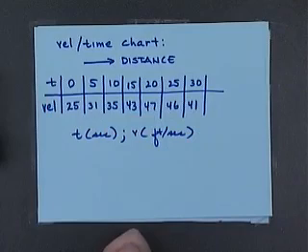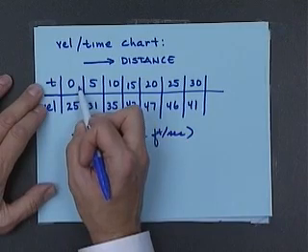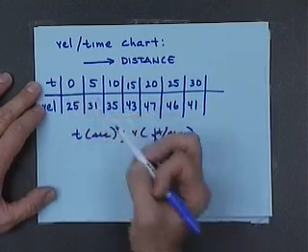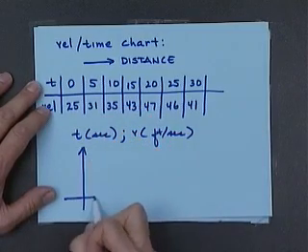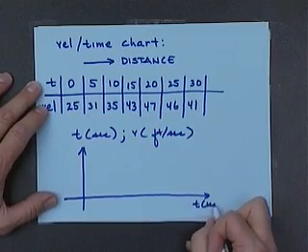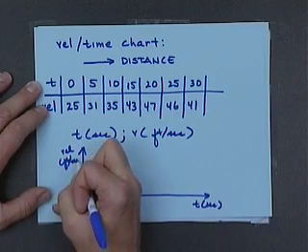We don't even know if we can connect these points to one another, and if they connect, how they connect. We don't know what's going on at time 2 or 3 or 4. We just know what's going on at time 0 and time 5. So the picture for this, where this is time in seconds, and this is velocity in feet per second.